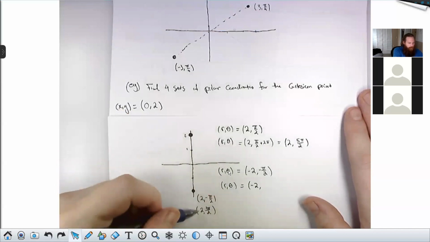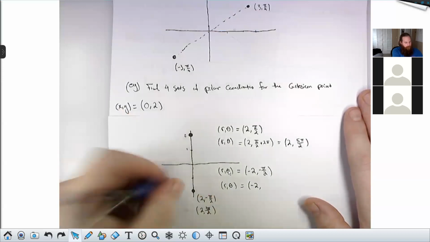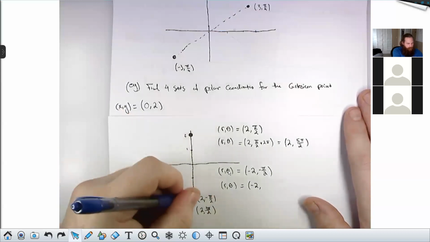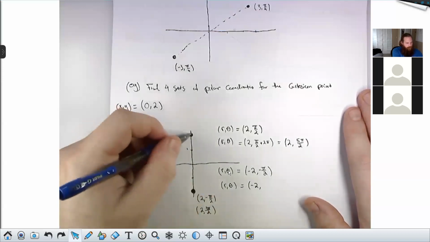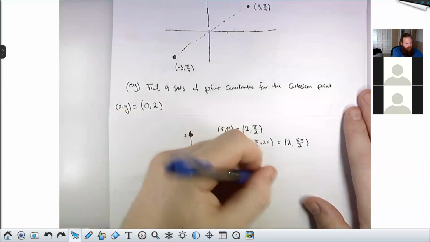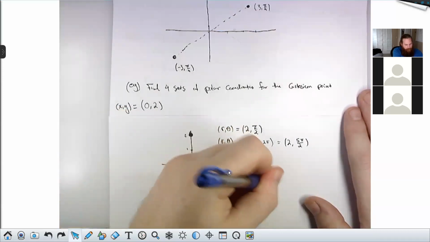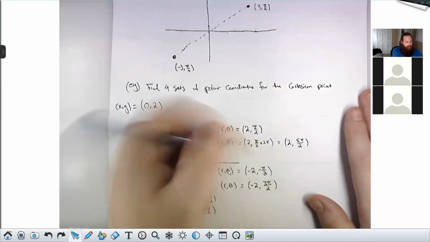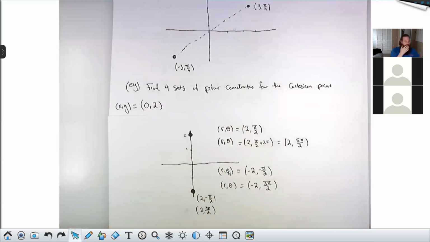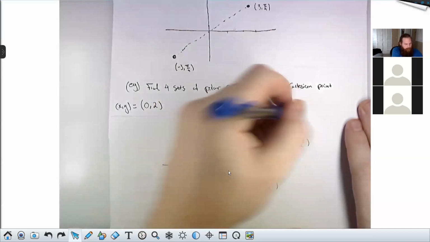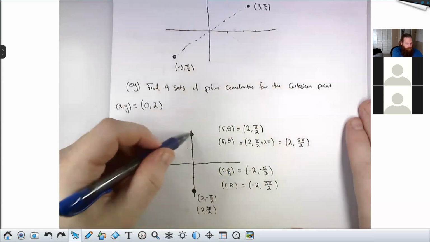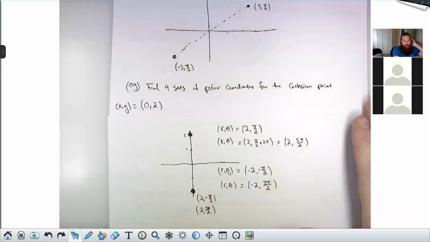So if I make this r negative, it'll flip me back up here. So this polar point has these two representations. So their reflected versions will be up there. So -2 comma positive 3 pi over 2 also works. So here you see 4 different representations of this point in polar coordinates. All of those represent the Cartesian point 0, 2.